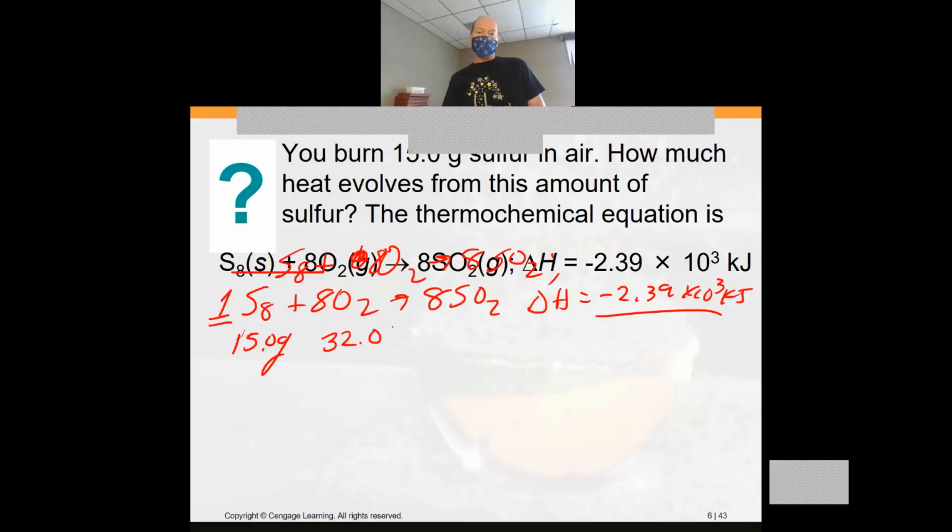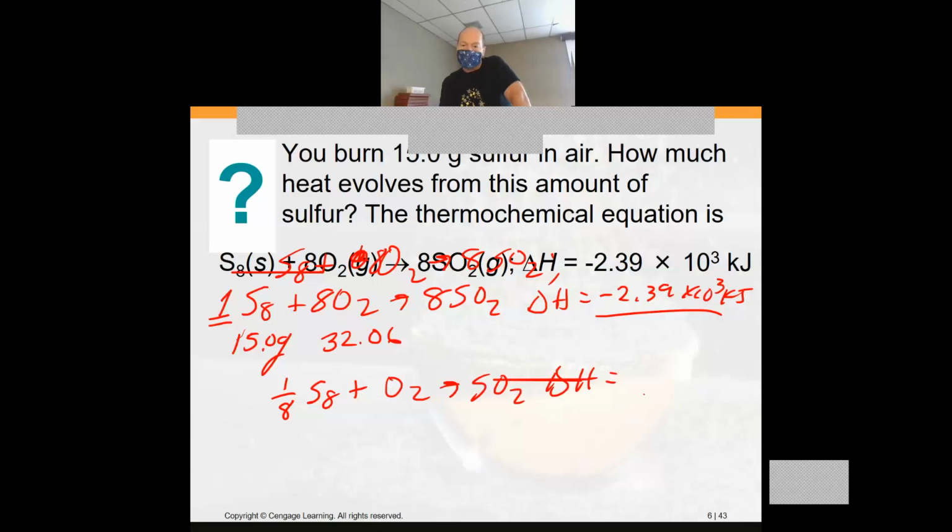So you have your 32.06. We can use the other equation too if we wanted to, because that one would be easier for me. The one we just did had 1/8 of S8 plus O2 goes to SO2, and that had a delta H, exothermic, of minus 299 kilojoules. This equation and that equation are exactly the same. They are per mole: that's 1 mole, and this is 1/8 of a mole. They differ by a factor of 8.